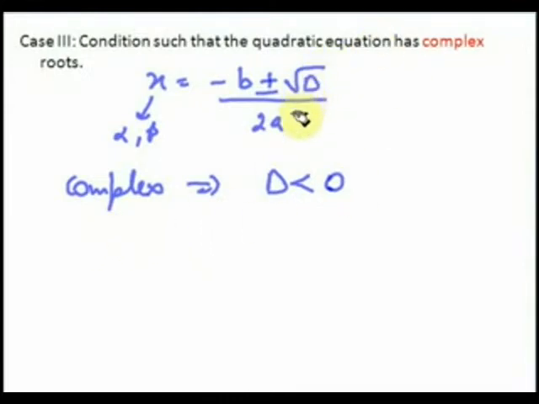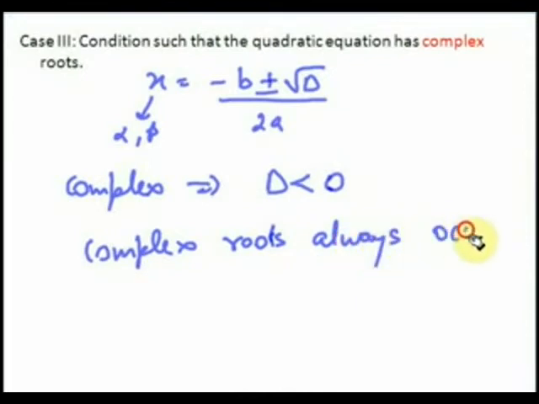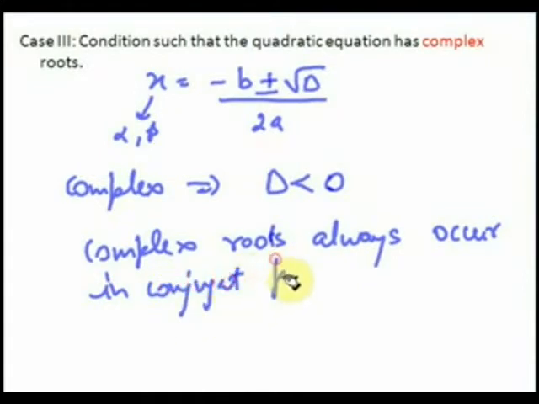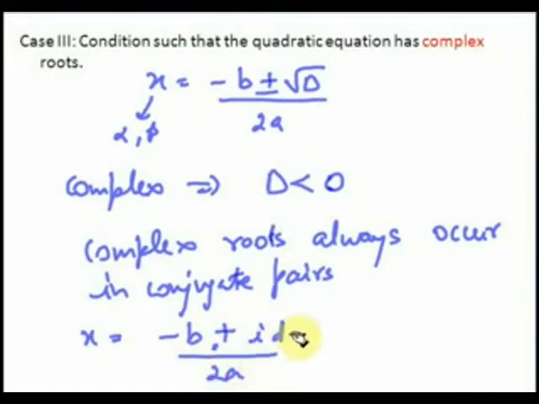If d is less than 0, the under root quantity will become negative and we will have the complex solution. The complex roots always occur in conjugate pairs. Like if one root is equal to minus b plus under root d upon 2a, this is the first root, then the second root will be equal to minus b minus under root d upon 2a. The plus sign will change to minus sign. So these two roots are conjugate to each other.